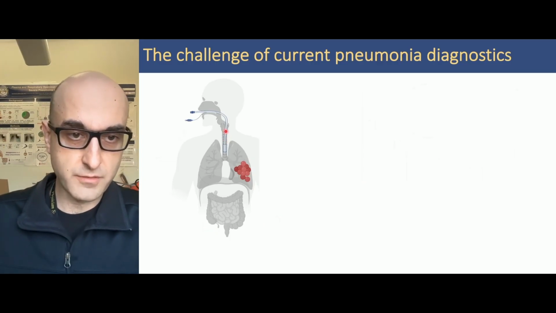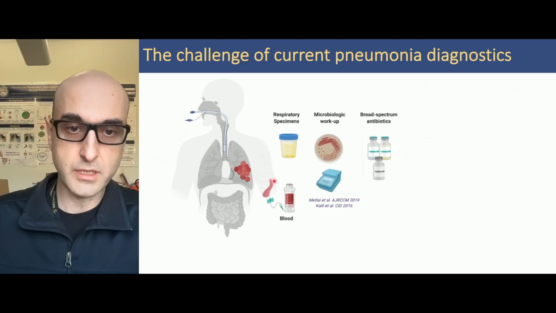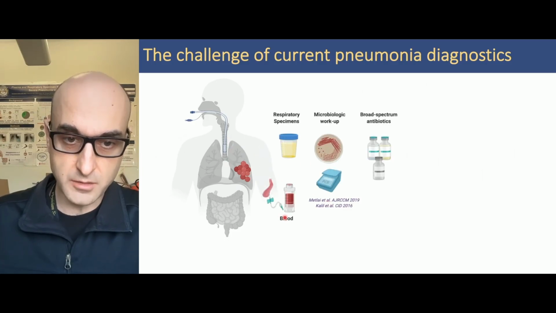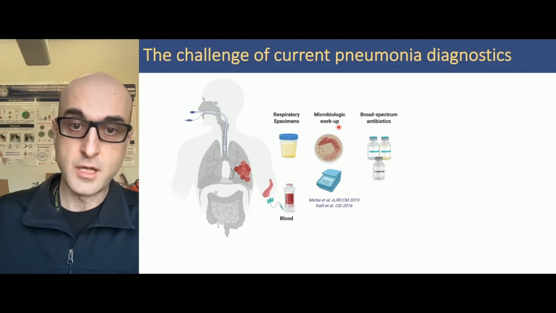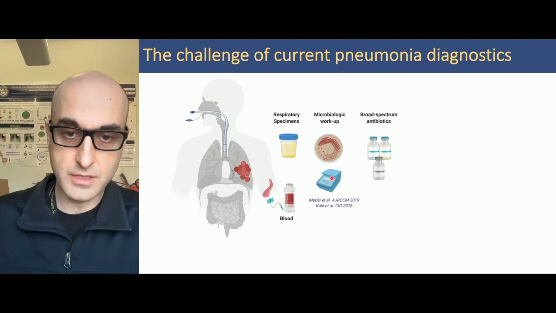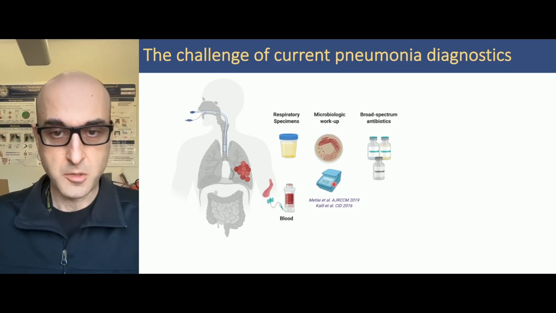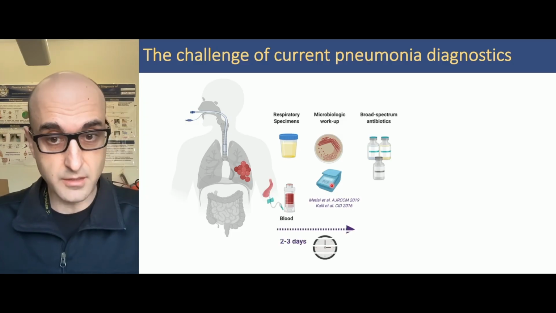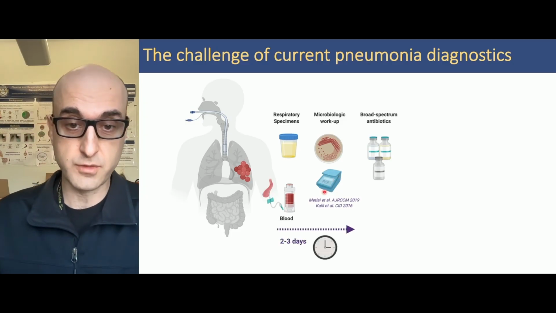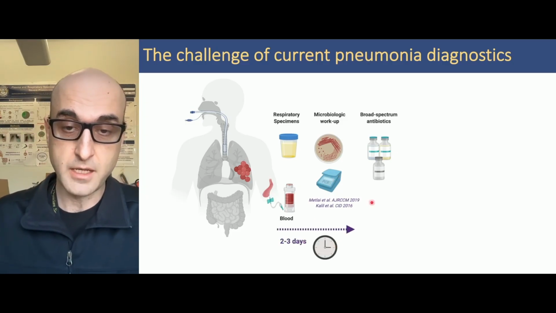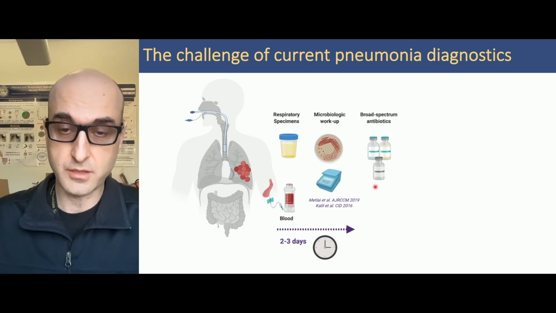When we have patients with severe pneumonia on a ventilator, we are encouraged by clinical practice guidelines to collect respiratory specimens and blood biospecimens and submit them for microbiologic workup with cultures and adjunctive molecular testing. But time is of the essence, and we cannot wait for those results that may take 2 to 3 days to come back. So we need to start broad spectrum antibiotics.